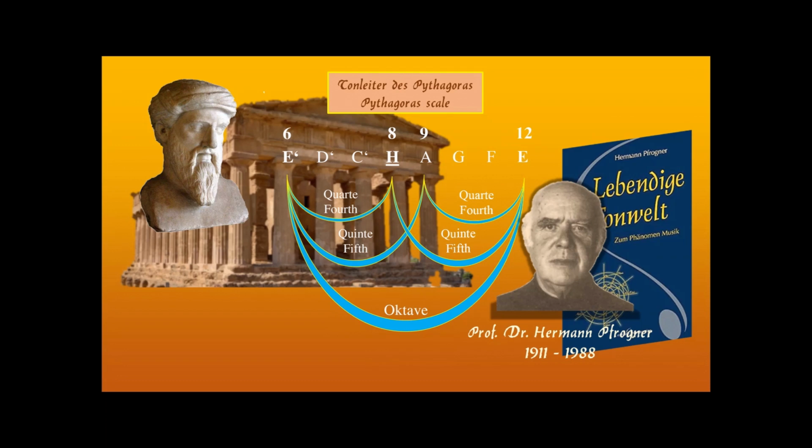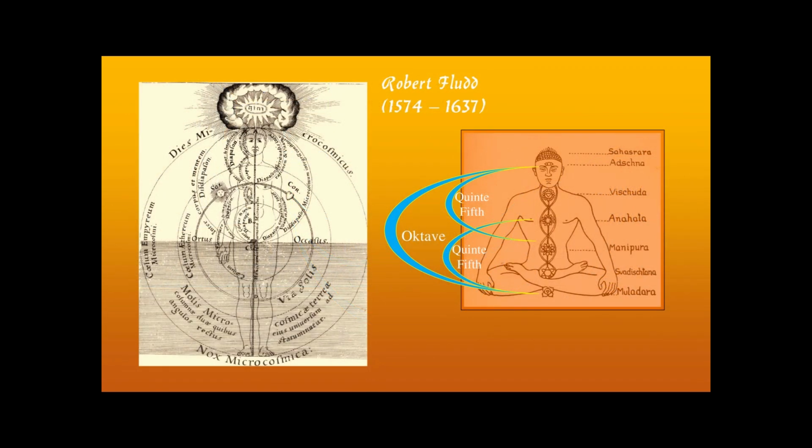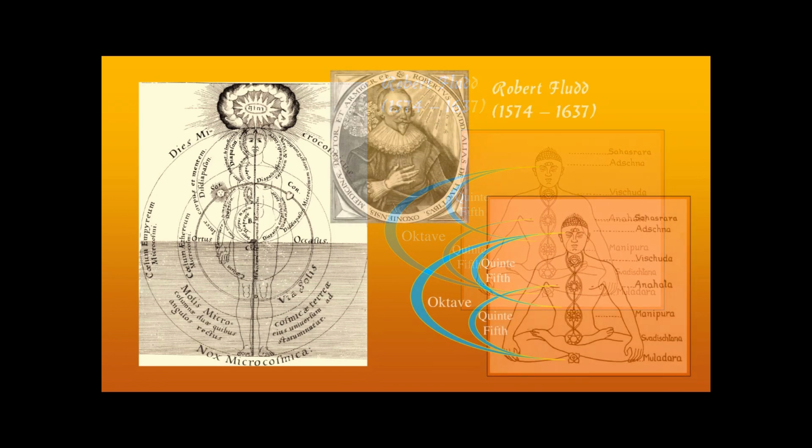Pfrogner also sees this symmetry as a reflection of the inner person. The lower fourth represents material existence, the upper fourth represents spiritual existence. Both are intertwined by overlapping fifths. The mystic Robert Fludd expresses this idea clearly in one of his illustrations. Today we can see a modern version of these ancient alchemical concepts in the Indian system of chakras.